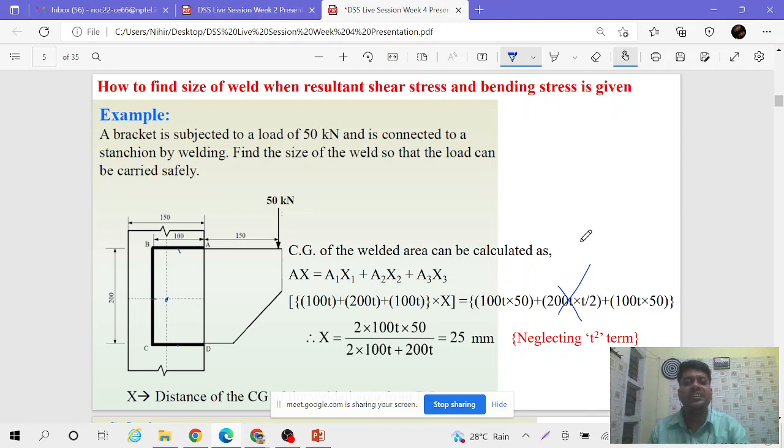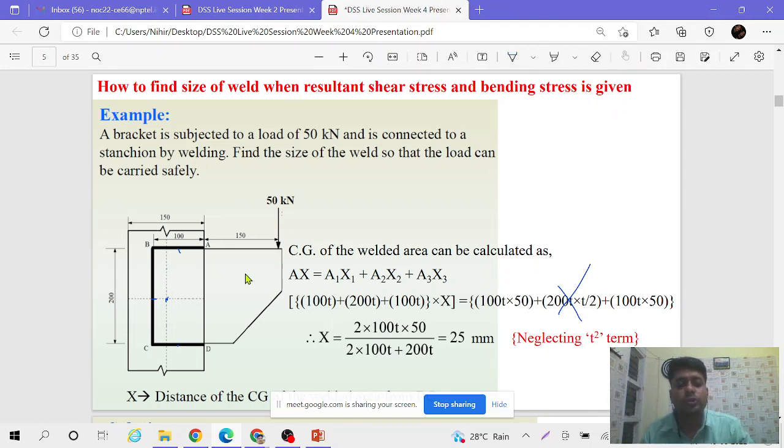So do you have any doubt? Anyone has any doubt in the calculation of center of gravity of this welded portion? No, sir. Okay, so let us move further.